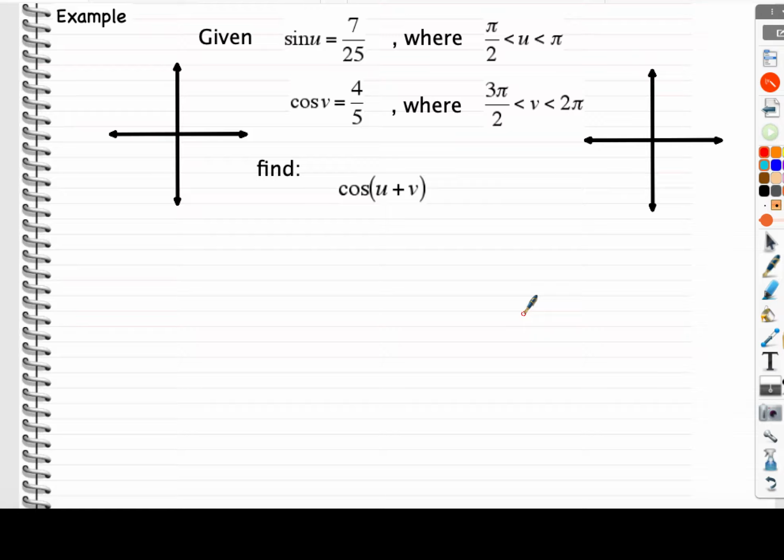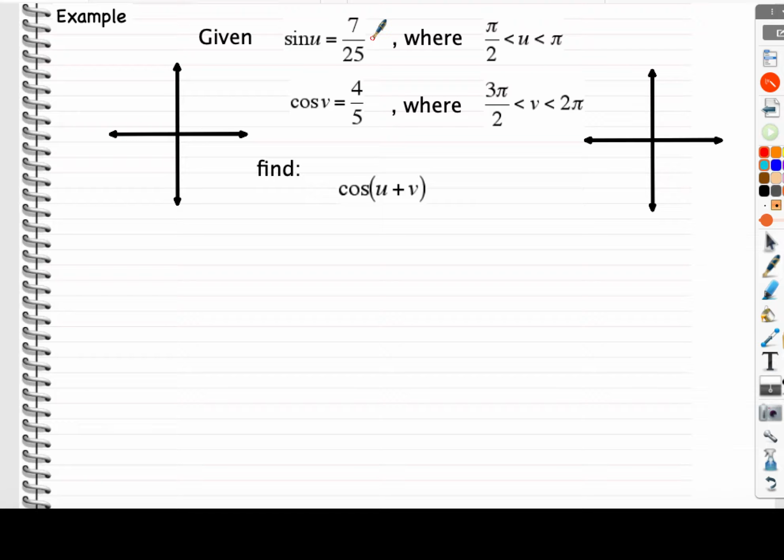This is the second video of a pair of videos about using the sum and difference formulas to help us evaluate trig functions. Notice up top here we've got two different angles. We've got the angle u, and what we know about u is that it's between pi over 2 and pi, so basically it's in quadrant 2. And we know that the sine of u is 7/25.